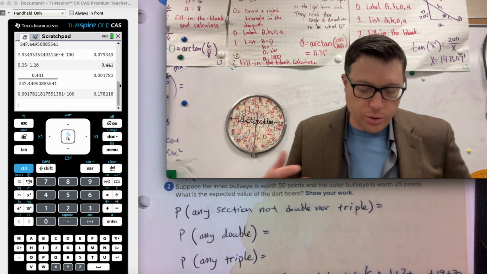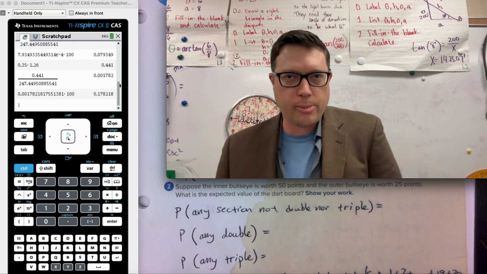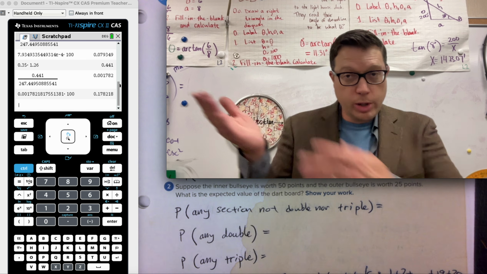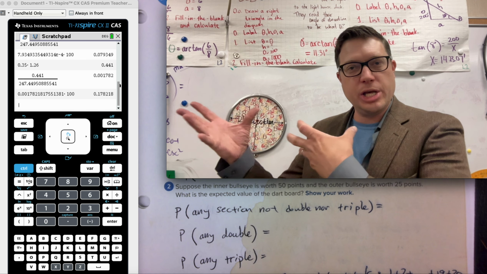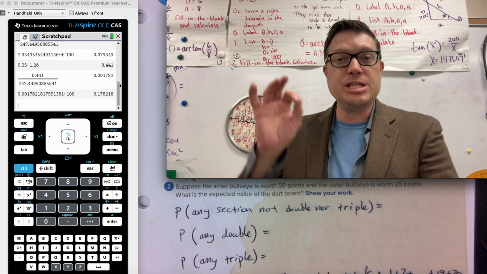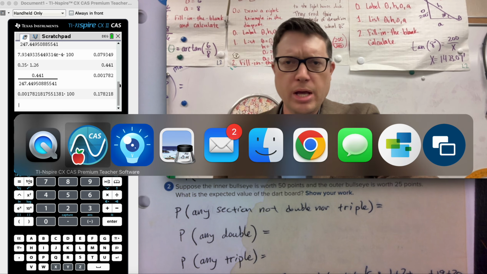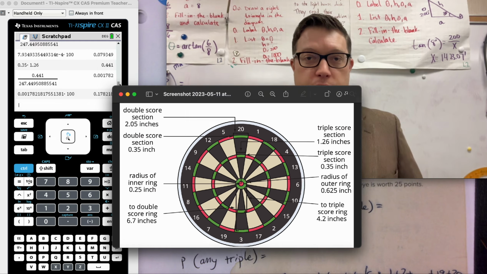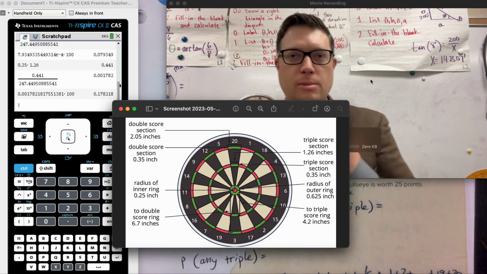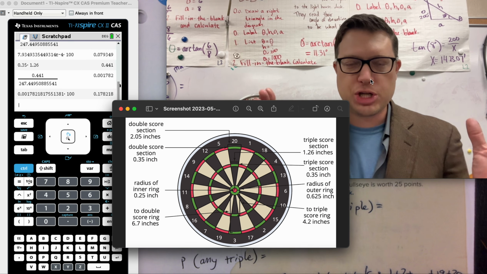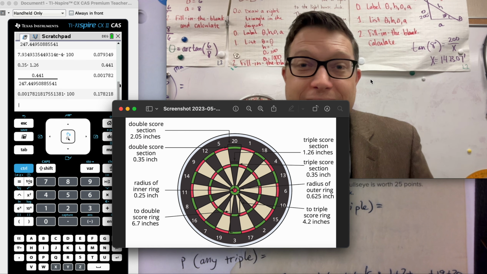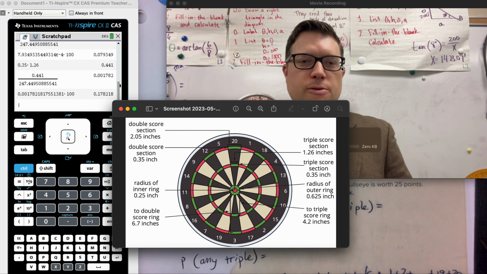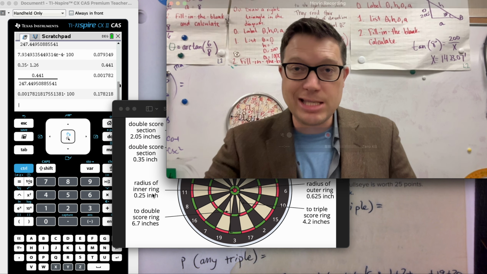Page 903. 903 is the continuation of geometric probability, where we used our calculator right over here on the screen. You can see it. And we had some calculations for the probability of landing in different sections on a dartboard. I'm using the graphic from page 901. So right here we go. This graphic has dimensions on it for the dartboard that we're considering. So some heights and some depths and some sections. We're going to use that information, some radii and some diameters. We need that information for us. Have page 901 ready to go.